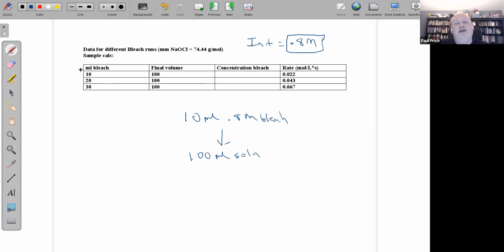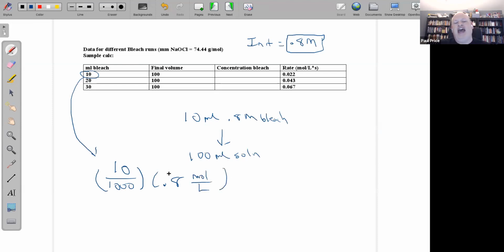Well, in order to do that, I need to know how many milliliters of bleach I actually used in each case. So I'm going to figure out from dilution what happens. I'm going to convert my mils of bleach to liters, and multiply that by the initial concentration of the bleach, which is 0.8 moles per liter.